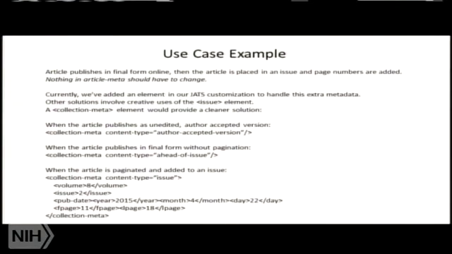Another use case example is where an article publishes in multiple forms. It'll come out as the author accepted version published online. Then later come out as an ahead of issue version that's final for all intents and purposes, but it just doesn't have page numbers assigned because it's not part of an issue yet. Then later the issue comes out paginated in an issue. It's really the same article. Nothing in journal meta should have to change. All that issue metadata that's being added because the article is now paginated in an issue could be stored somewhere else, possibly collection meta, without touching article meta.